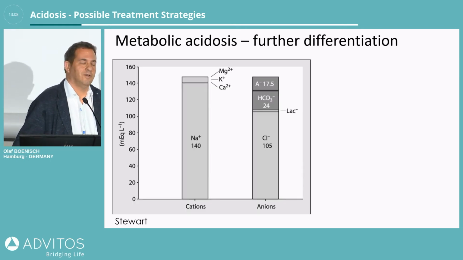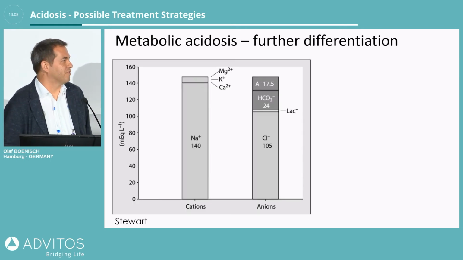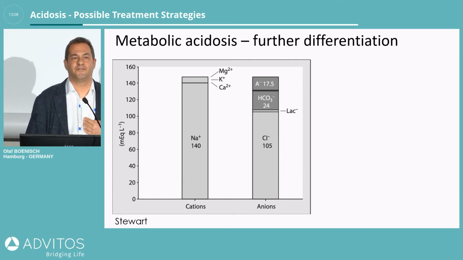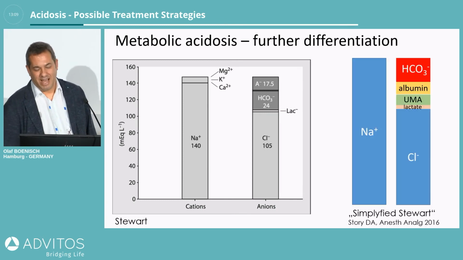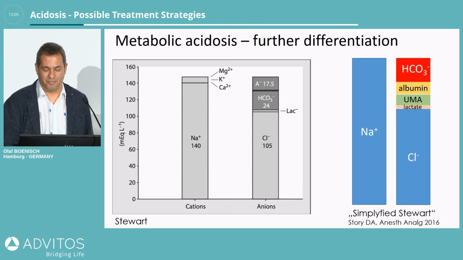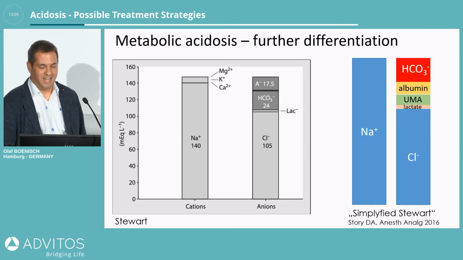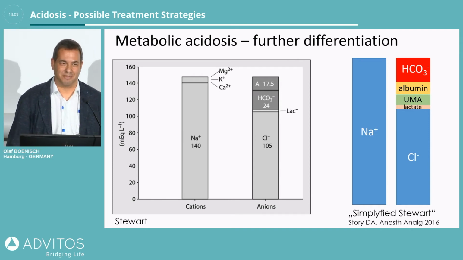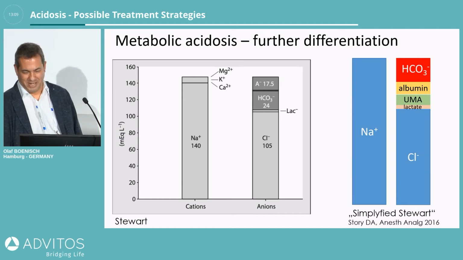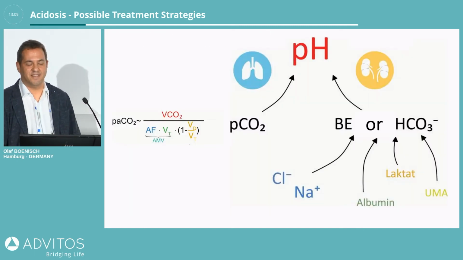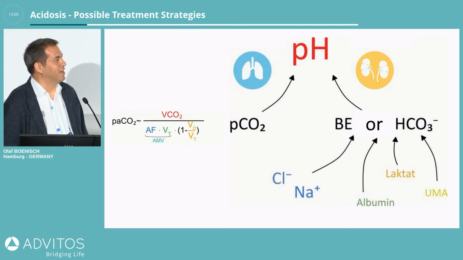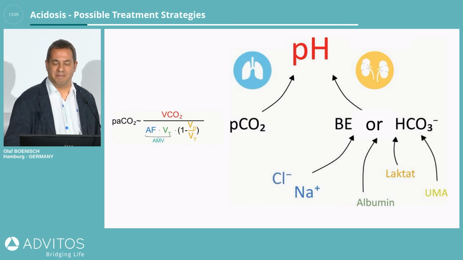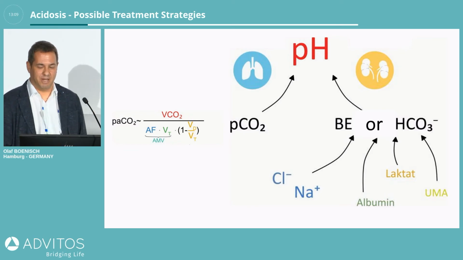So Luciano already presented the Stewart approach of acid-base, and I have to admit for myself that I have an intellectual problem with that. So I was very happy that I found this article from Story from 2016, which is a simplified Stewart model, which works perfectly well for me, at least. And the idea behind this is that changes in base excess, or let's say in base deficiency, might be a problem of chloride and sodium, of albumin, of lactate, and of the unmeasured anions.